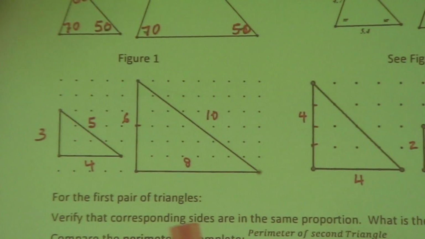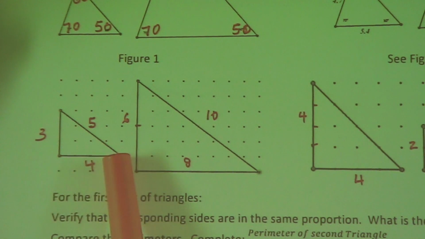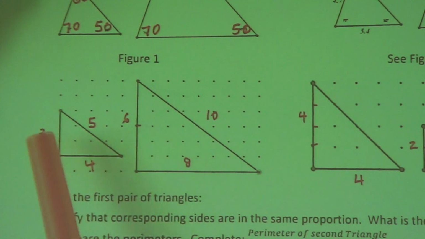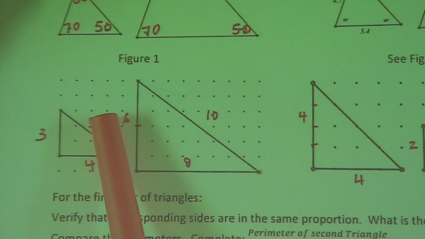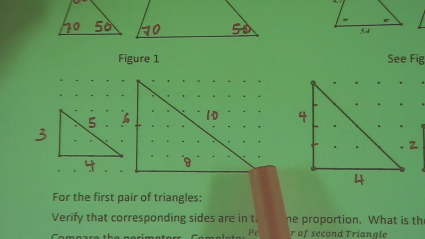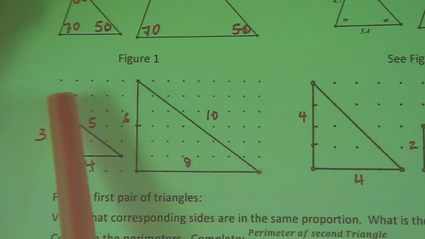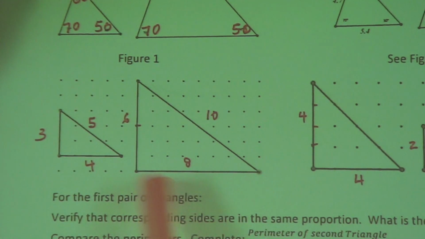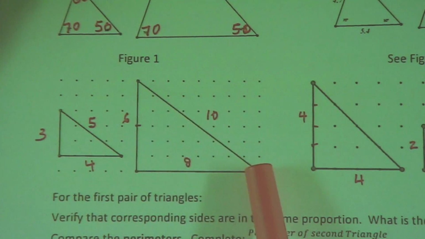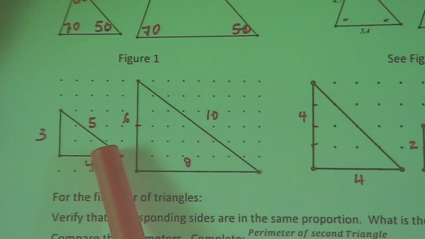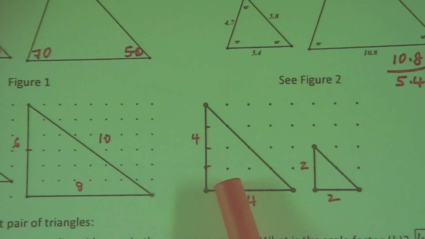On this grid, you can count the dots. This is 3, that's 4. I don't know if you remember the Pythagorean theorem, a squared plus b squared equals c squared. So that's 5. Similarly, this is 6 and 8. So this side is double that. This is twice that. This is twice that. Take this triangle compared to that.